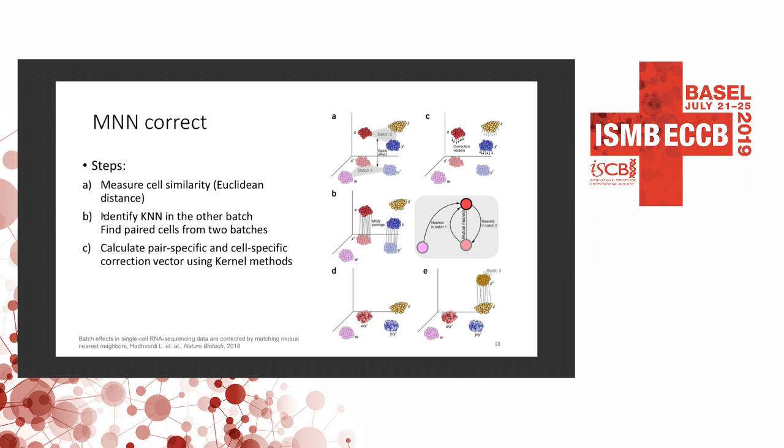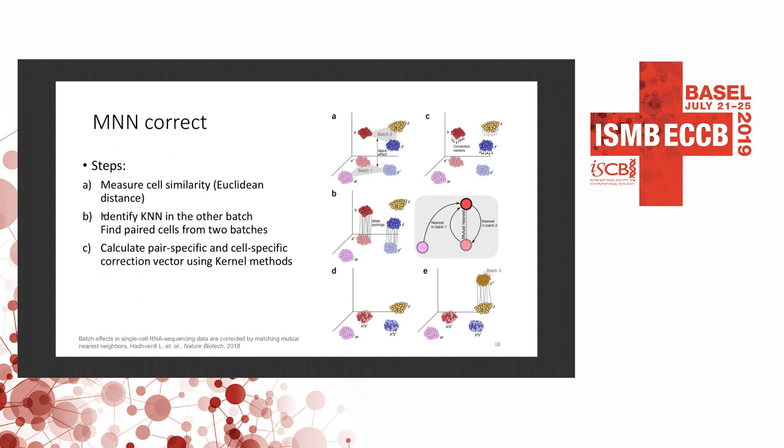But you know the batch information, because that's the information that is given to you when you have the data. So the idea is to use some kind of nearest neighbor method. The basic idea is simple. For one cell in batch 2, it wants to find a pair in batch 1. They think that these two cells are actually the same, but they are different just because they are in different batches.